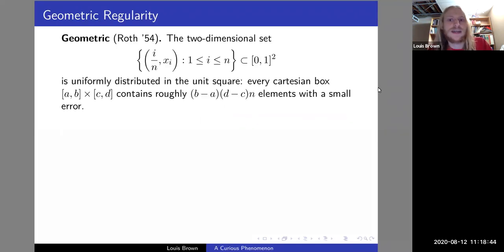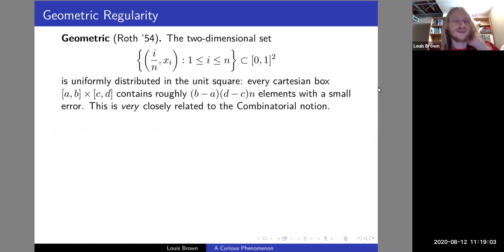And we want it to be that every Cartesian box, [a,b] cross [c,d], contains roughly (b minus a) times (d minus c) times n elements with small error. So this is saying a very similar thing to the combinatorial setting, that we want each box to have its fair share of the points in the sequence. It's very closely related, and it's actually sort of a trick to lift that definition up another dimension.